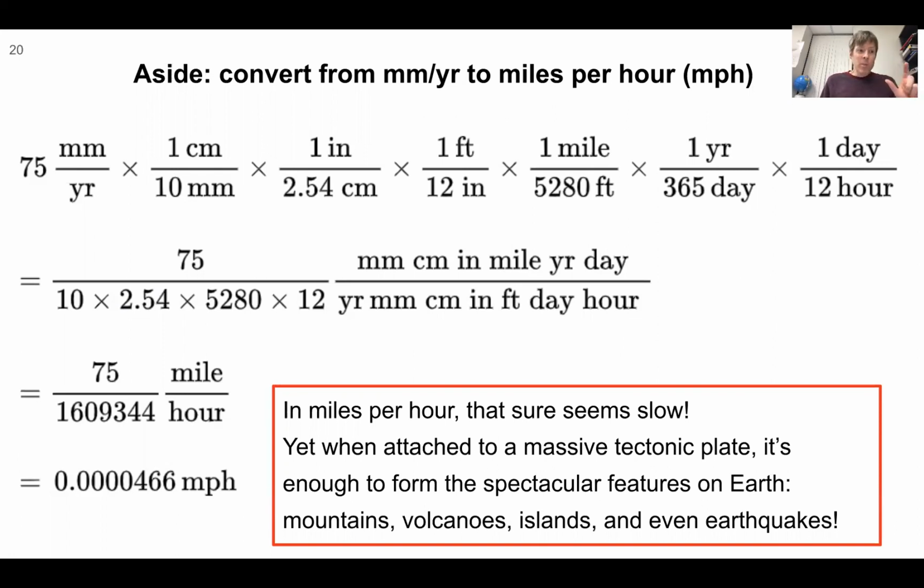And even inches per year, 3 inches per year, that seems slow. Yet when attached to a massive tectonic plate, it's enough to form the spectacular features on Earth: mountains, volcanoes, islands, even earthquakes. So this seemingly slow rate gives us the magnificence of really the natural world around us. The physical features on the planet arise from this pretty slow, innocuous sounding rate.